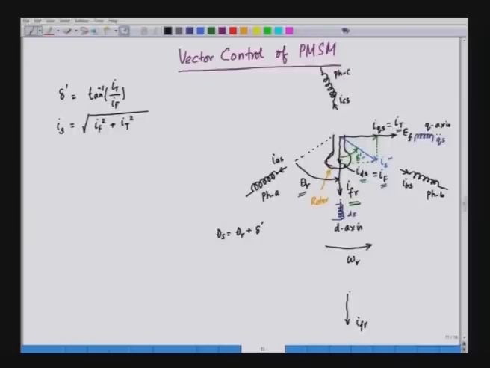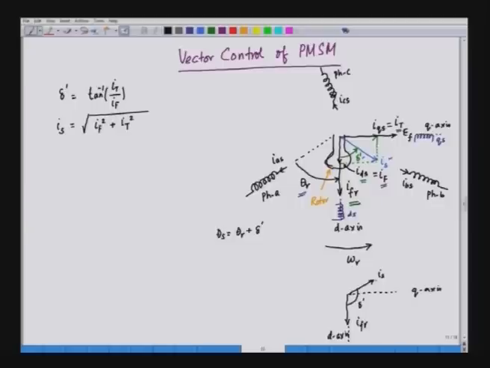So, what we do here, this is our d axis, this is the q axis. We inject IS in such a phase angle. This phase angle is delta prime, so that IDS is negative. IDS is in phase opposition with IFR.